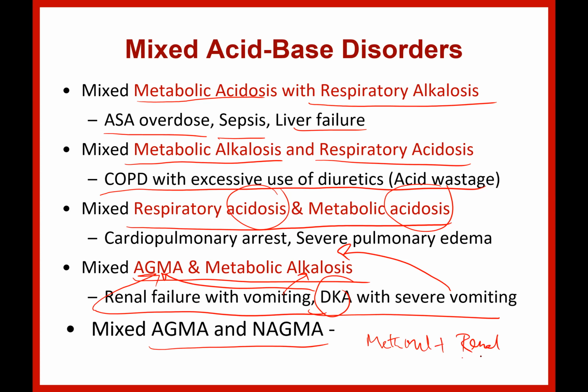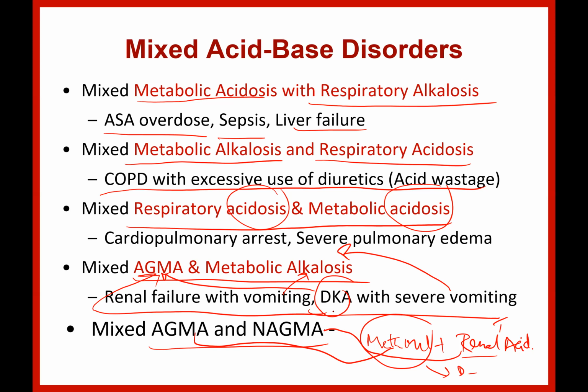Renal failure, let's say renal tubular acidosis, produces NAGMA, and methanol poisoning produces AGMA. Or this patient with methanol poisoning had diarrhea, and that diarrhea can lead to NAGMA. So various combinations are possible.